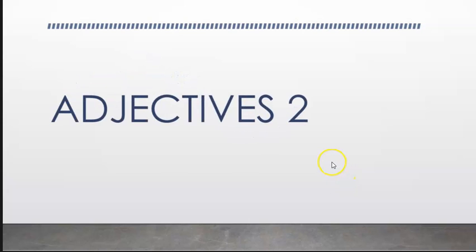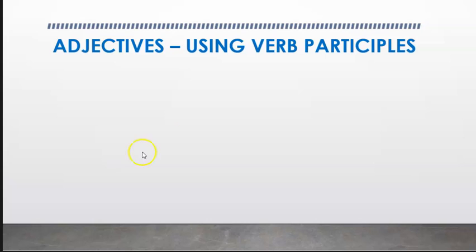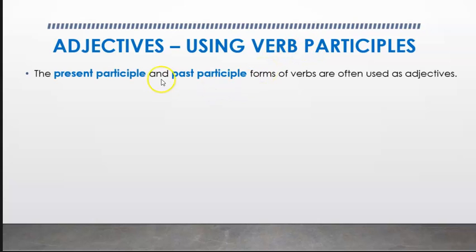Okay, this is the second lesson on adjectives, and it is our second lesson on modifiers, which are words that describe other words in the sentence. So adjectives, we can use verb participles, that's the forms of the verb, two forms, as adjectives. So we can use the present participle and the past participle. If we're using them as adjectives, they would not be the verb in the sentence.